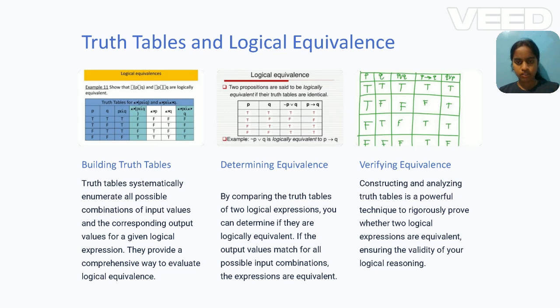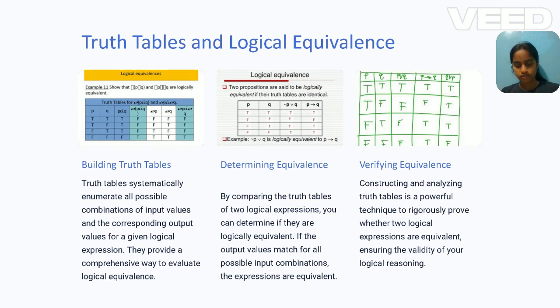Truth tables and logical equivalence. Building truth tables. Truth tables systematically enumerate all possible combinations of input values and the corresponding output values for a given logical expression. They provide a comprehensive way to evaluate logical equivalence. Determining equivalence: by comparing the truth tables of two logical expressions, you can determine if they are logically equivalent or not. If the output values match for all possible input combinations, the expressions are equivalent.